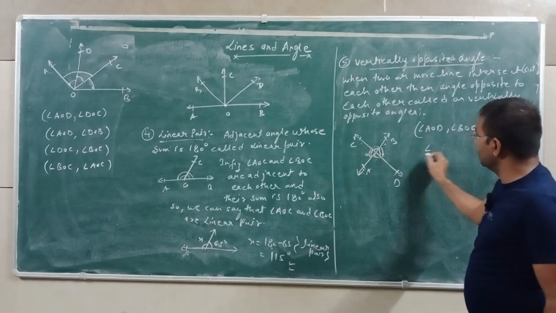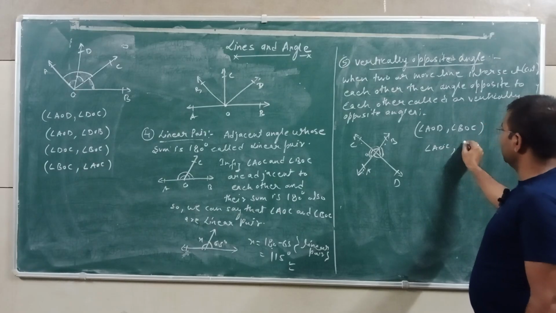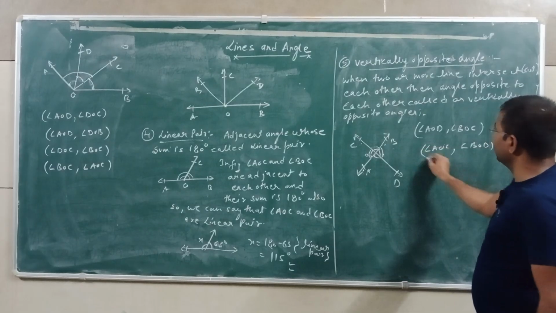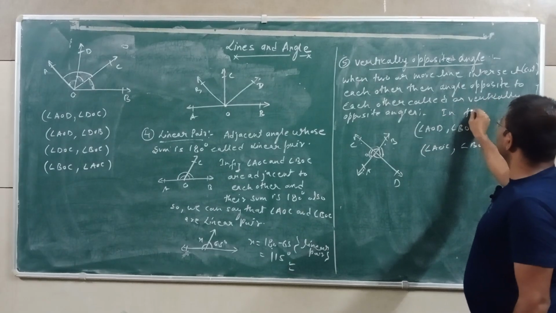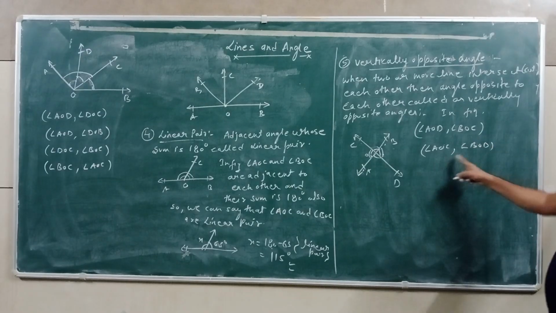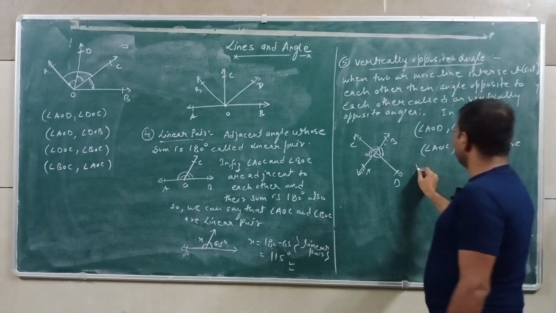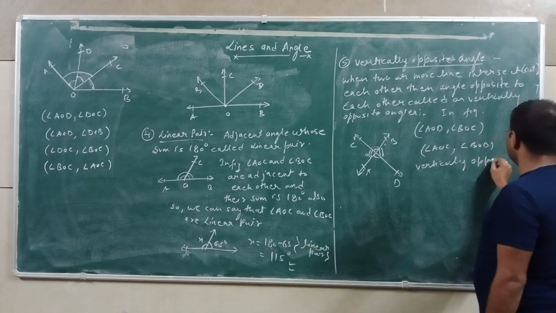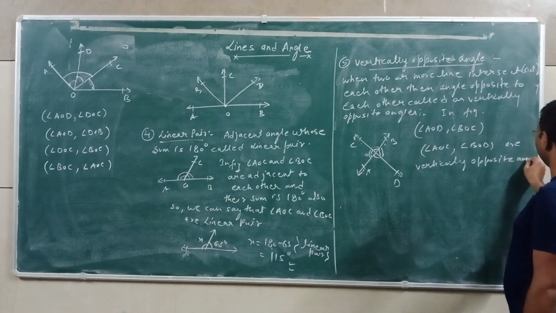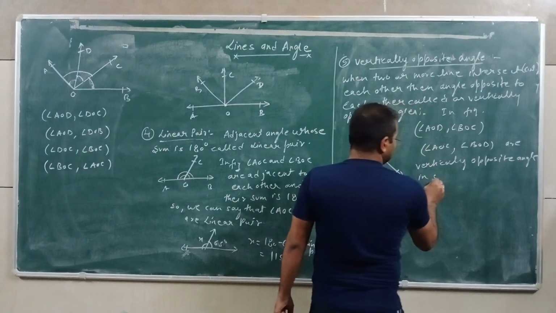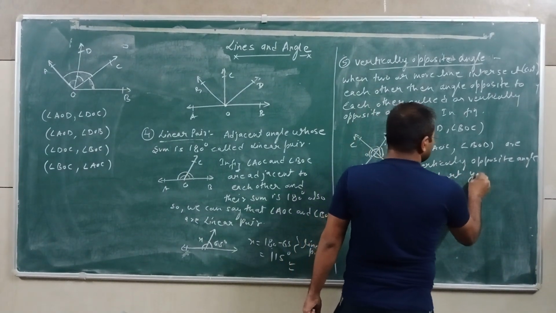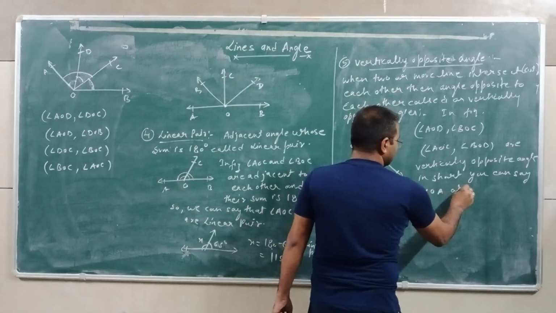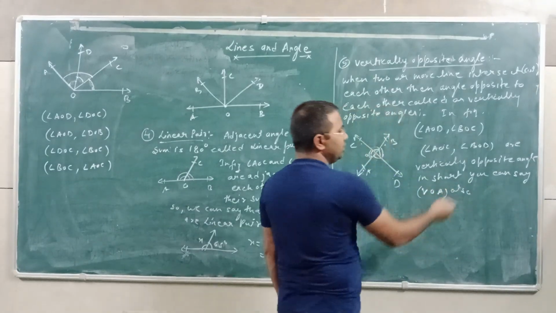Similarly, see this angle AOC and angle BOD. So in the figure, AOD and BOC, and AOC and BOD, are vertically opposite angles. In short, you can say VOA also.